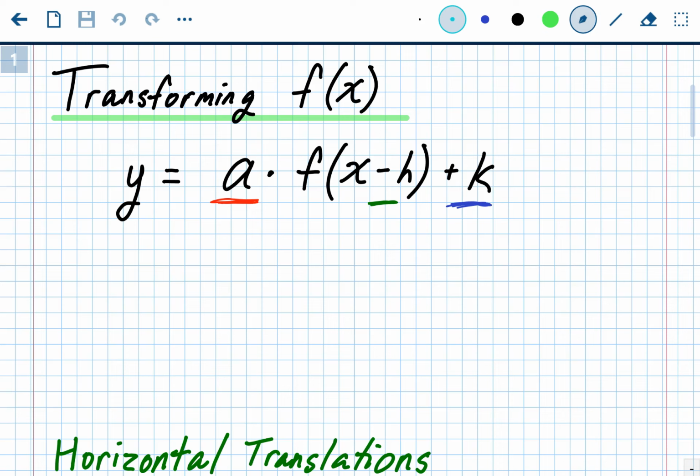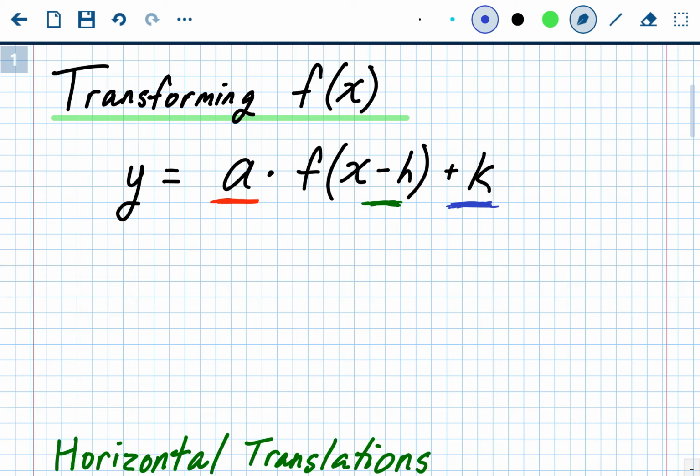All right, so now that we know there are transformations, how do we actually transform a function? Well, there's three ways to do it. The first way is by multiplying on the outside, which is represented with this a value. Okay, so an outside multiplication. You could also have an inside addition or subtraction, which is represented by h. And you could have an outside addition or subtraction represented by k.